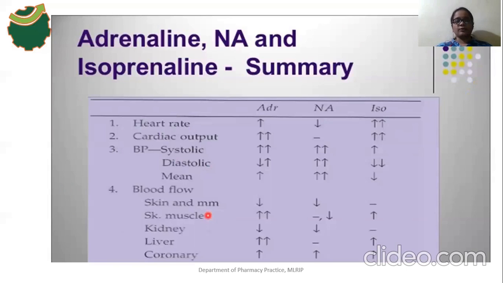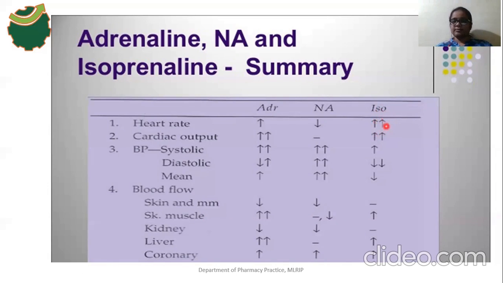And what is the summary of adrenaline, noradrenaline, and isoprenaline? Adrenaline increases the heart rate. Noradrenaline does not increase the heart rate, but isoprenaline does. Why does isoprenaline increase the heart rate? Because isoprenaline is more sensitive to beta receptors, and it is more sensitive to the heart region also. Especially beta 1 receptors, and beta 2 receptors are also present in the heart region. So that's why isoprenaline increases the heart rate.